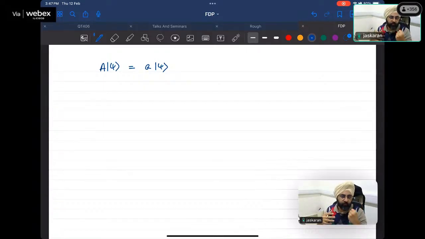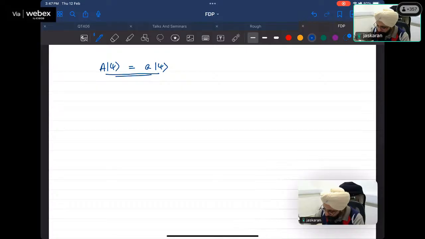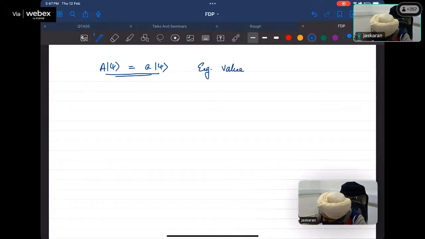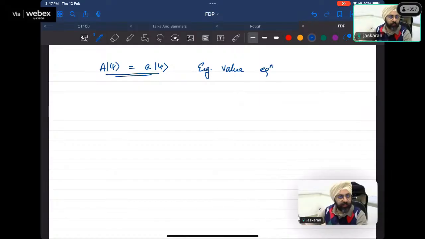Let's say I give you the observable sigma z. How do we implement a measurement of sigma z on some particular quantum state psi? Generally in textbooks, it is written that this is the way to implement the measurement of the observable A on the state psi. However, note this is an eigenvalue equation. That's what it is. This is just an eigenvalue equation.